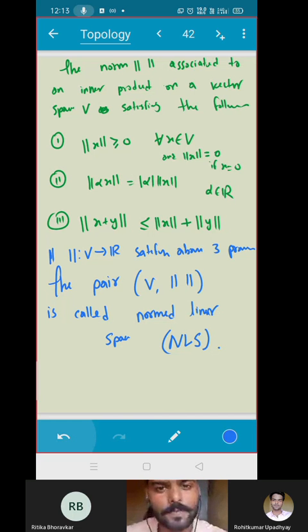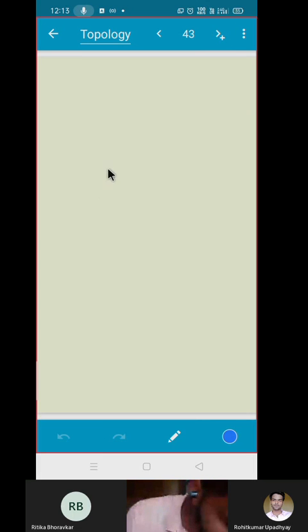What is inner product space? If you are having a vector space satisfying those four properties, then we call this as inner product space, IPS. And if you are having a vector space where norm is defined like this, and it satisfies three properties, then it is called normed linear space. Is that clear? Yes, sir. Good.